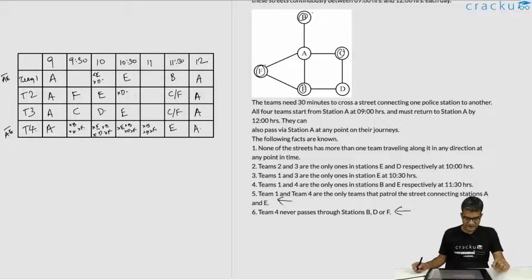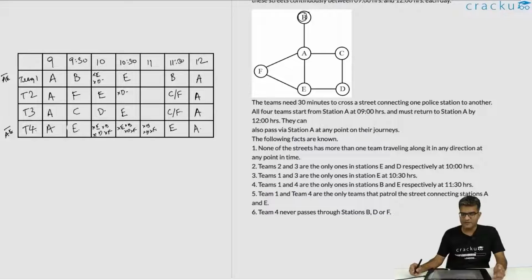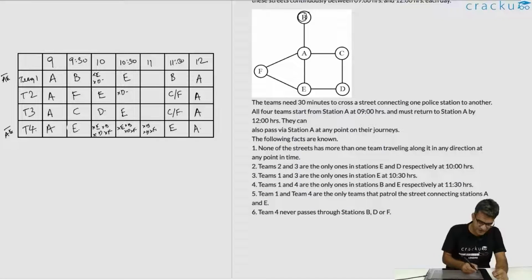Now immediately we can figure out that at 9:30 from A, if you're looking at team 4, it cannot be at F because team 2 is at F. It cannot be at C because team 3 is at C. It cannot be at B because team 4 has never gone to B. This would imply that it has to be definitely E. This would imply that at 9:30, team 1 has to be at B. This is the only possibility. So this will be B. So at 10 o'clock, team 1 has to come back to A because from B there is only one connectivity, which is back to A. So this has to be A.